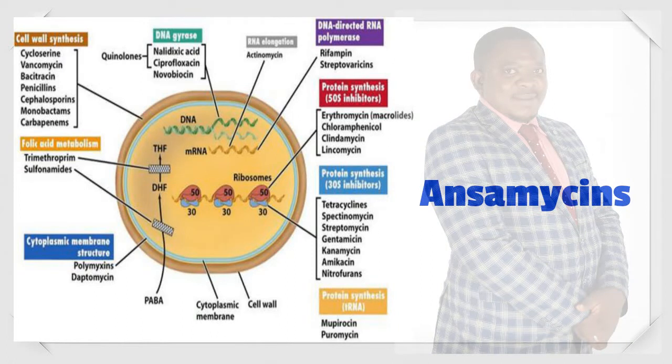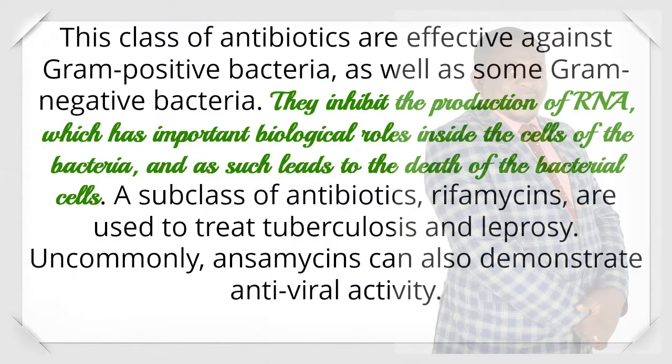Ansamycins. This class of antibiotics are effective against gram-positive bacteria, as well as some gram-negative bacteria. They inhibit the production of RNA, which has important biological roles inside the cells of the bacteria, and as such leads to the death of the bacterial cells. A subclass of antibiotics, rifamycins, are used to treat tuberculosis and leprosy. Uncommonly, ansamycins can also demonstrate antiviral activity.